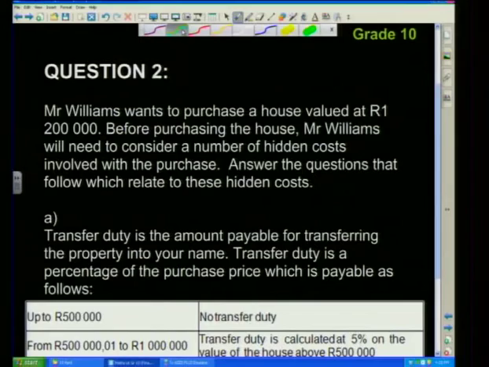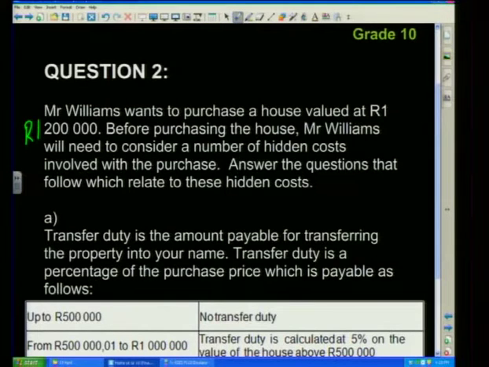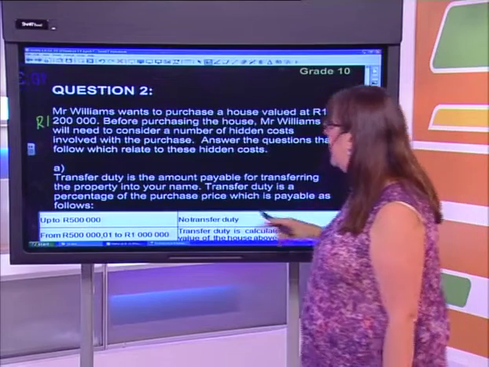Okay, so let's see. He wants to pay, okay, we've got this number over here. So let's move this number here. 1,200,000 rand for the house. That's what he's looking at.